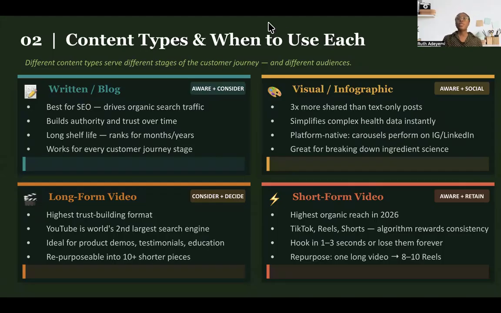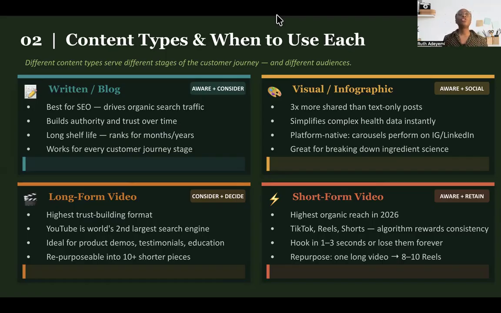Okay. So now, what are the different content types that we have, and when do you need to use each of them? Remember when I talked about the customer journey? From aware, they're getting more aware about your brand, and then they start to consider it, and then they make a decision and then retain. Remember the first steps? Okay. So I have four different content types here. This is not to say these are the only content types. You have a whole lot more content types.